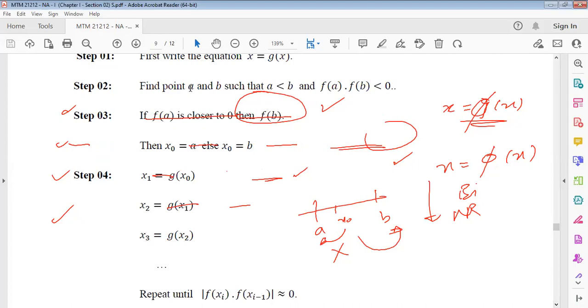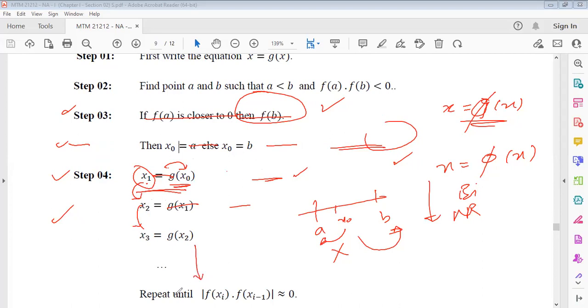So from X naught, we have found the initial guess. Then from X1, you have to use the formula to go to X1. How you can find X1: X1 is equal to G of X naught. So from there, we know G of x. So substitute our X naught, then equate to X1, and again go to X2, again go to X3.